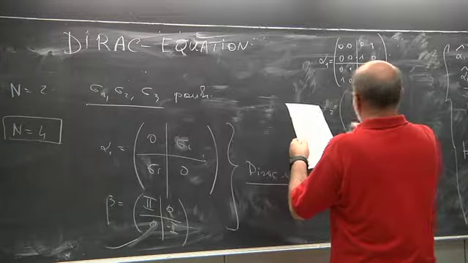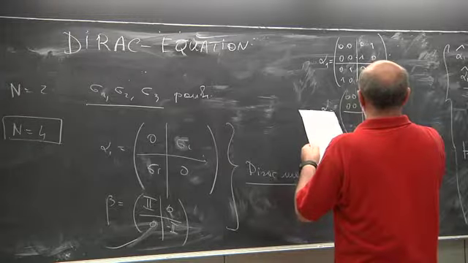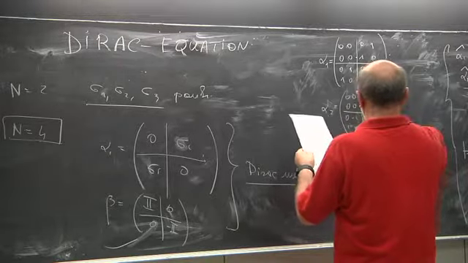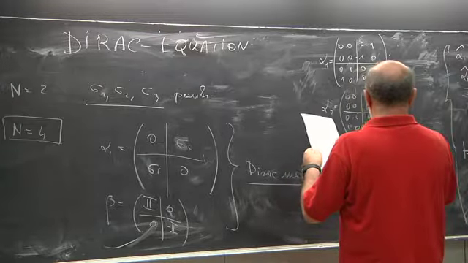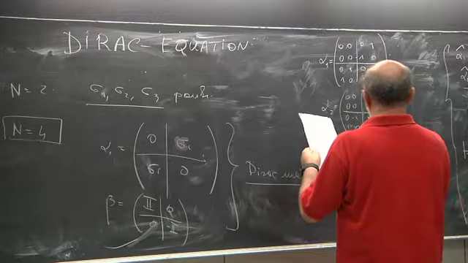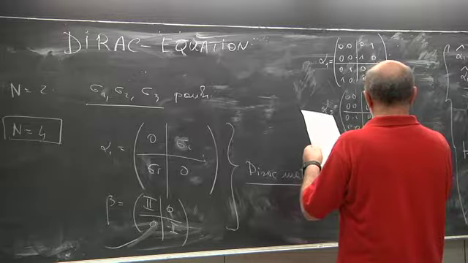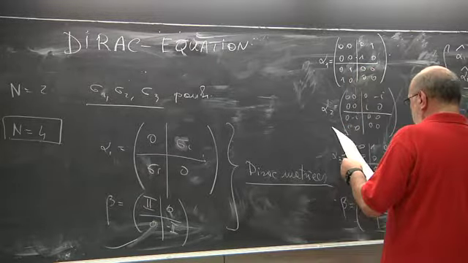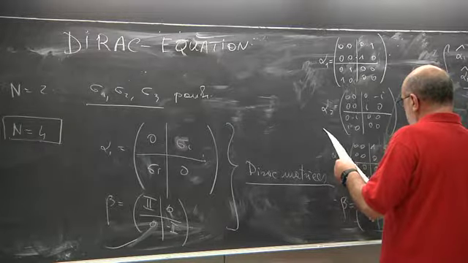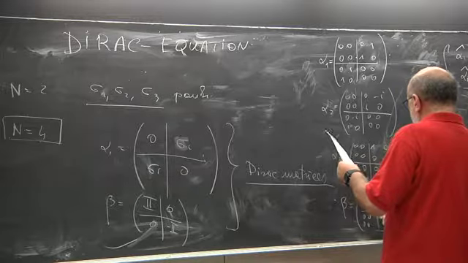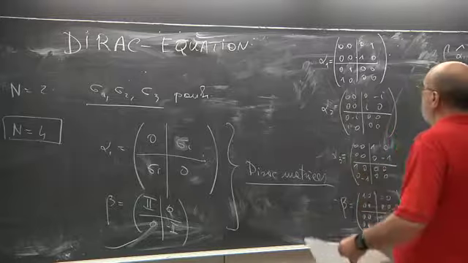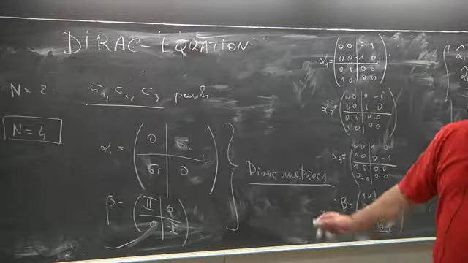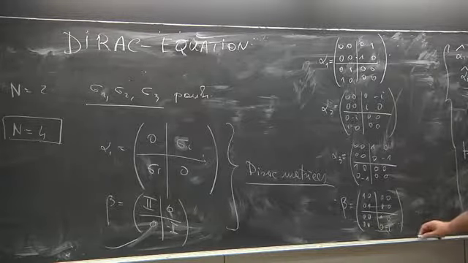This is alpha 1. Alpha 2 has entries 0, 0, 0, minus I, 0, 0, I, 0, 0, minus I, I, 0, 0, 0 and so on, built from sigma 2. And alpha 3 is built from sigma 3, with entries 1, minus 1 in the off-diagonal blocks. And beta is the diagonal matrix with 1, 1, minus 1, minus 1. Okay, so this is the smallest realization of the Dirac equation, and you can check that they anti-commute, that they have all these properties. Okay, we stop here.